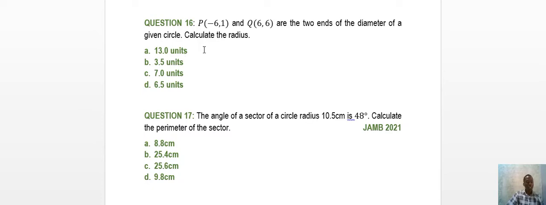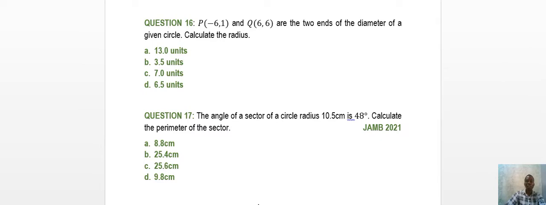If P is equal to 6, if P into bracket minus 1, y and Q into bracket 6, 6 are the two ends of the diameter of a given circle. Calculate the radius. Now, this is a question that is under circle geometry, and we are going to use the formula of the distance between the diameter of the circle to find the solution.